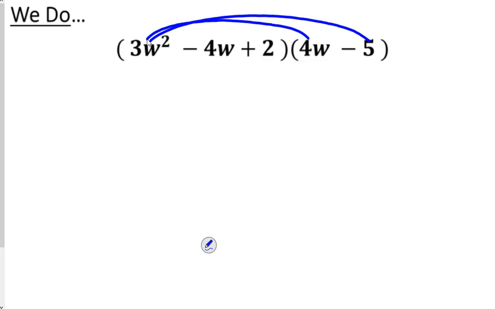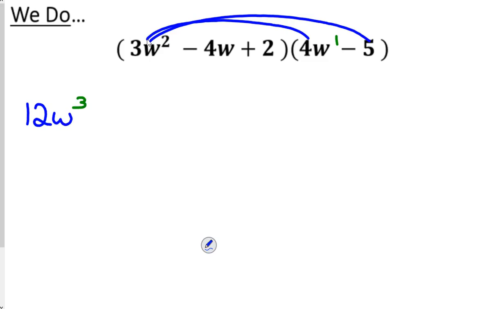So positive times a positive is a positive, and 3 times 4 is going to be 12. And then I'm going to bring it down a little bit because I need more space. And then w squared times w. Don't forget your invisible 1 for your exponent right there. So 2 plus 1 is going to be an exponent of 3.